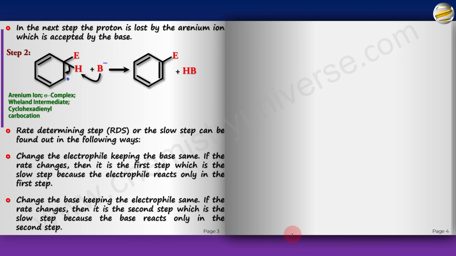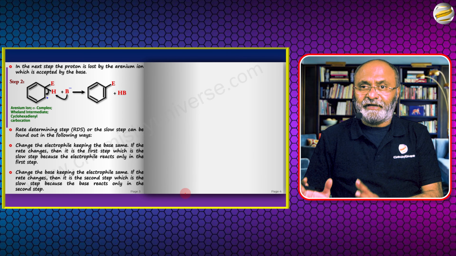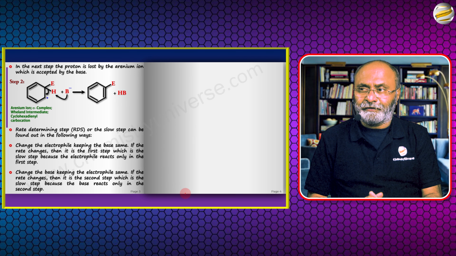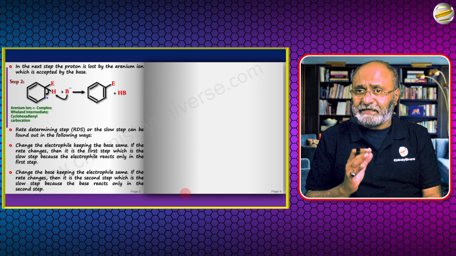Well, there is one. What we do is we take benzene and do the reaction with an electrophile and a base, EB, and we get the rate. In the next instance, we do the same reaction with EB, but instead of benzene, we take hexadeuterobenzene. That means instead of C6H6, we take C6D6. Now, in which step does the CH bond break? Look at the mechanism. It is the second step. The first step is only the electrophile attracting to the benzene ring, attaching to the benzene ring.